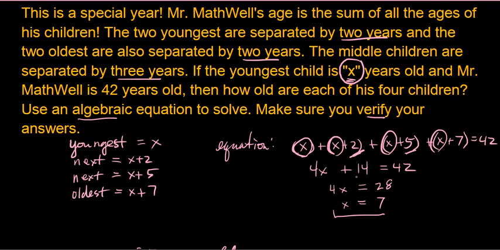Subtract 14 from both sides, and we get 4x equals 28. Divide by 4, you get x equals 7.